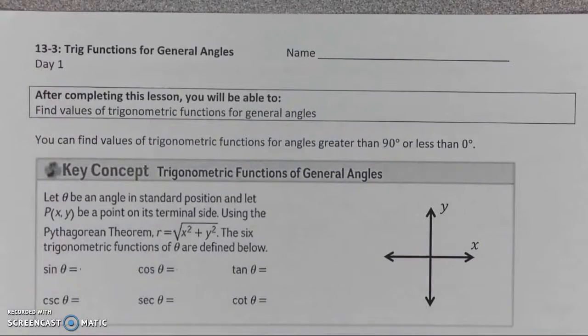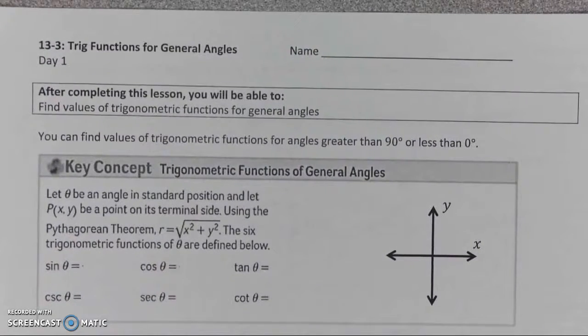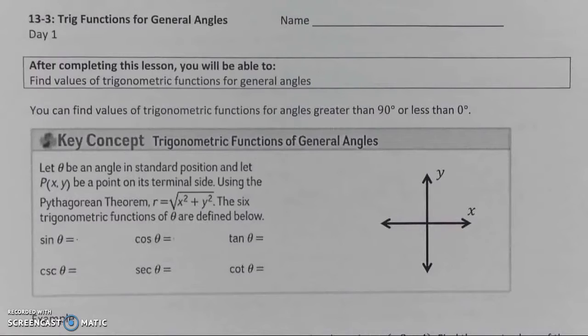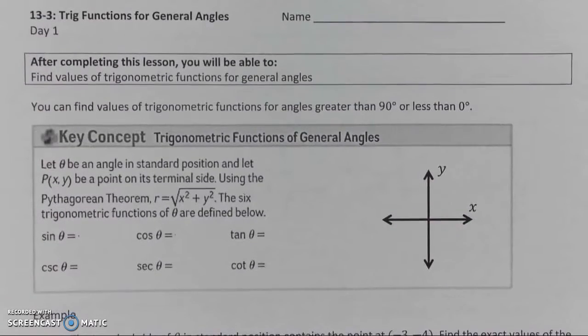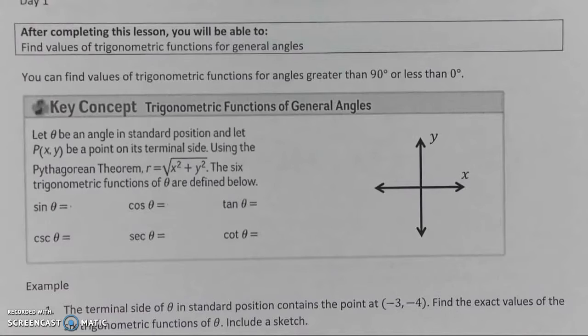Okay, section 13.3, we are studying trig functions for general angles. So after this lesson, you should be able to find the values of trig functions for angles that are greater than 90 degrees or less than 0 degrees. So here's how you find trigonometric functions for general angles.